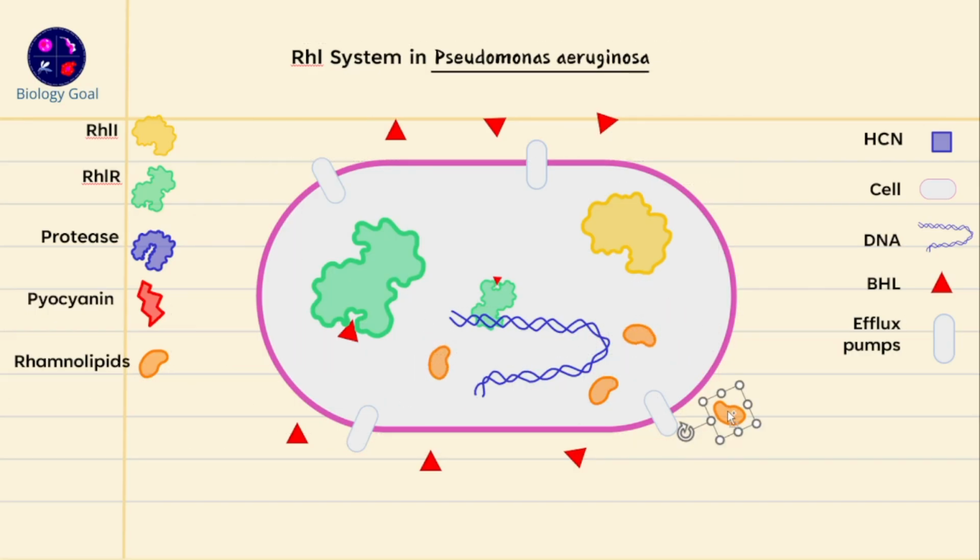These are going to go outside and cause complication in the host, right? So rhamnolipids, they are getting released. What are rhamnolipids? Rhamnolipids, they are biosurfactants. They are essential for biofilm architecture. They promote surface motility also, as well as microcolony formation.